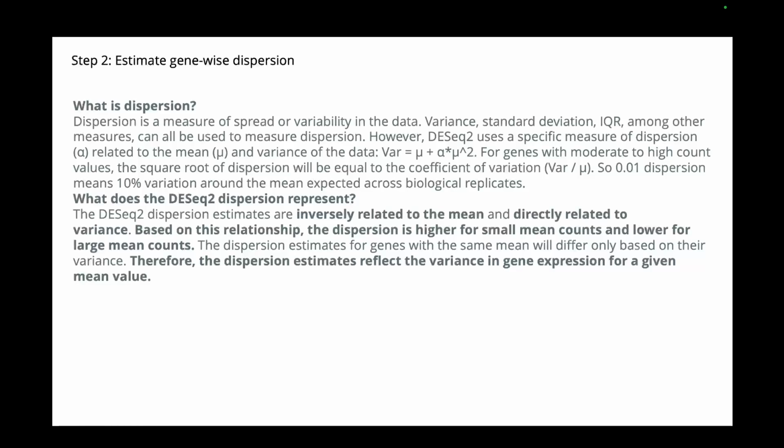Okay, so now you've calculated the dispersion, how much variance is there in your data, but why is it important? What does this dispersion represent? The DESeq2 dispersion estimates are inversely related to the mean and directly related to the variance. Based on this relationship, dispersion is higher for small mean counts and lower for large mean counts. Dispersion estimates for genes with the same mean will differ only based on their variance. Therefore, dispersion estimates reflect the variance in gene expression for a given mean value.